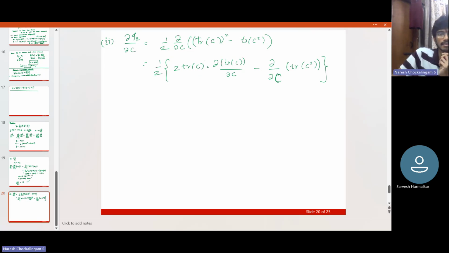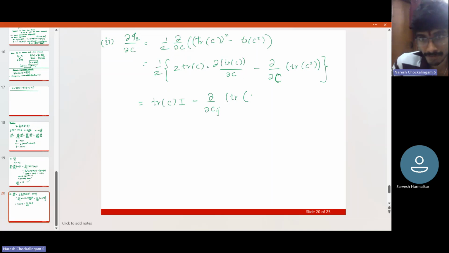So in the first term, ∂ trace of C by ∂C, we already found it is the identity tensor. So the first term is nothing but, so 2 gets cancelled, it is trace of C times I minus, in the second term, let us use the indicial notation. You have ∂ by ∂Cij of trace of C square.